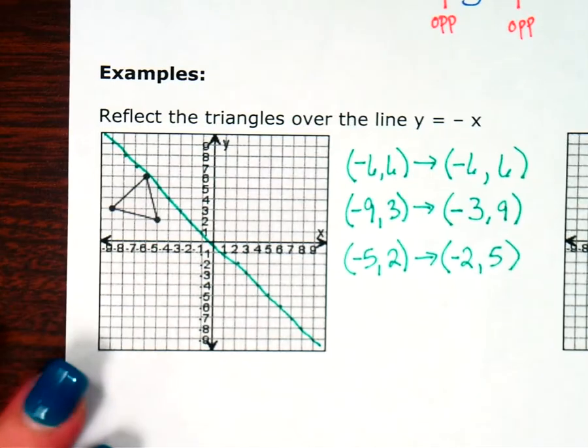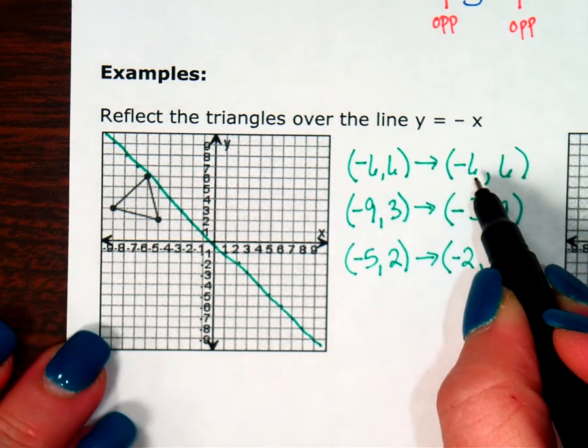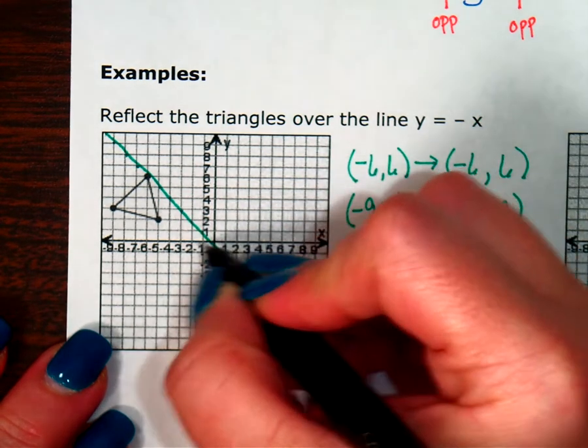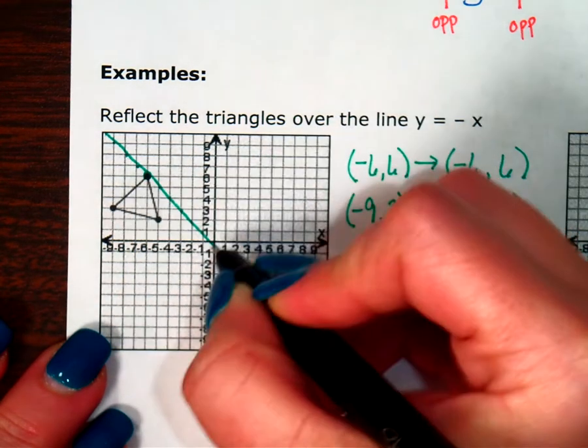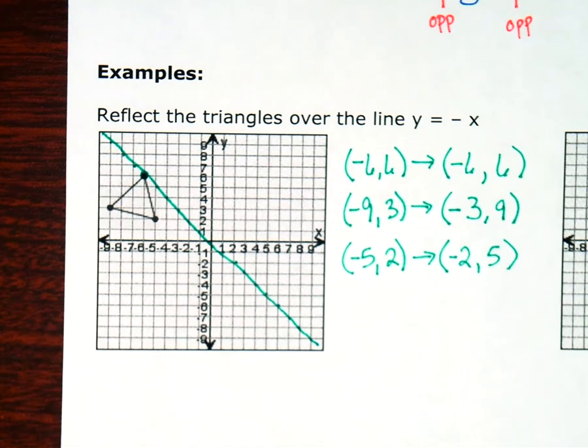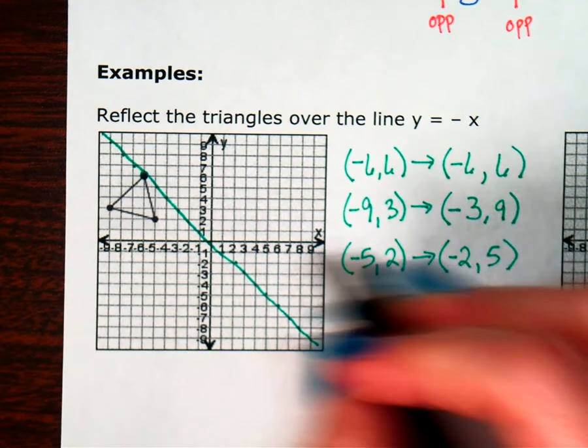Okay? All right, so when I graph them, my new image points are negative 6, 6, and notice that's where it was, right? Because it's on the line of reflection, just like we talked about one or two videos ago. If your point is on the line of reflection, it's like putting your finger on the mirror. Its image is in the same point. Okay? Negative 9, 3 becomes negative 3, 9.